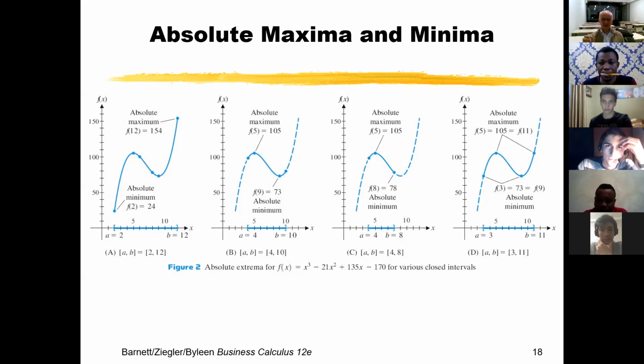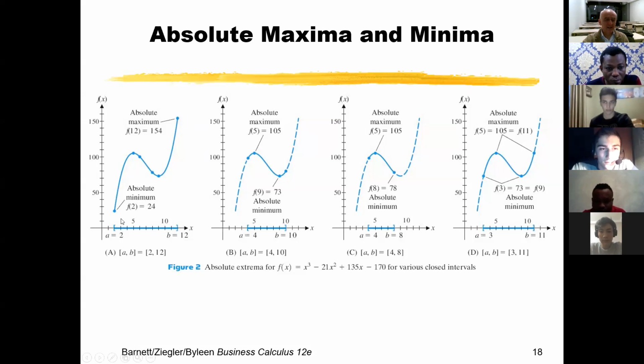Luca, I guess your question is, how can we find absolute maximum and absolute minimum when we have open interval? No, no. What is the difference between these curves when they are open or closed intervals? Okay, I think I got your question, Luca. Your question is, for example, in this example, if we have not a closed interval but an open interval, what happens?